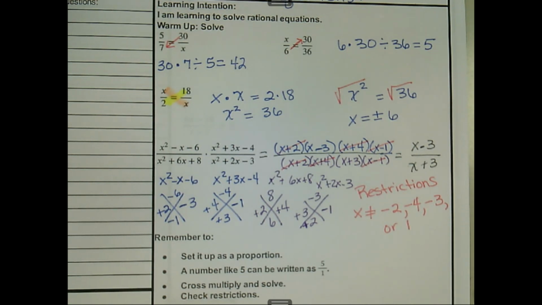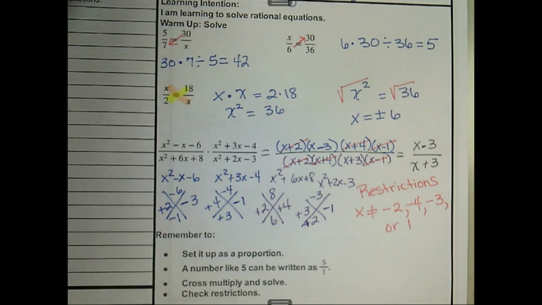So when we're getting ready to do this, this is kind of the steps you think about. Remember to set it up as a proportion. A number like 5 can be written as 5 over 1. Cross multiply and solve, and then check for restrictions.